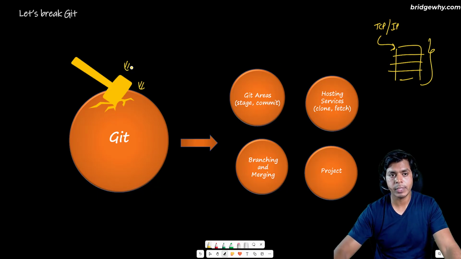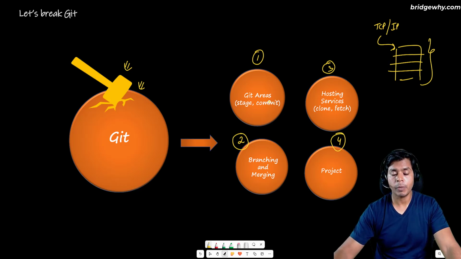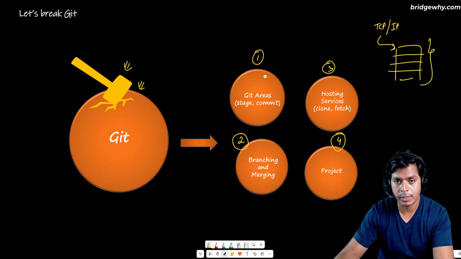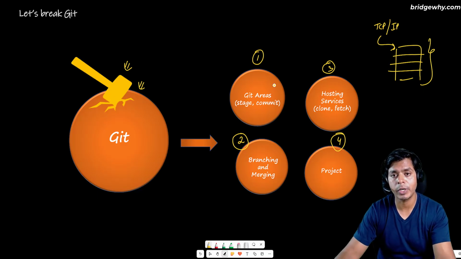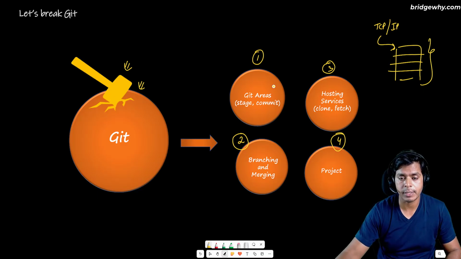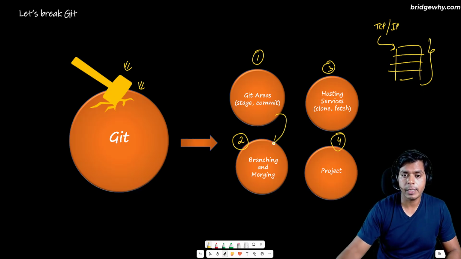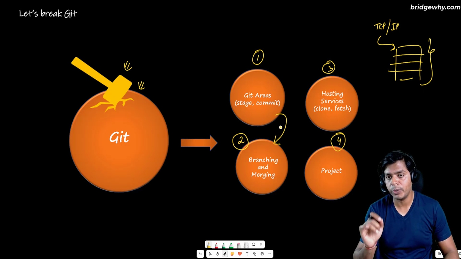So if I break Git using this hammer, I will get these 4 pieces. Piece number 1, piece number 2, then 3 and 4. Piece number 1, we will discuss in great detail, including staging, committing, repository, and a few other topics. This is going to be the agenda of today's class. Then we will be talking about branching and merging. Do not worry about it, it's a very intuitive concept. If you understand today's class, branching is going to be very easy.